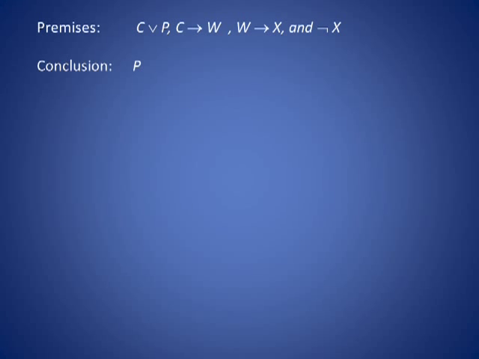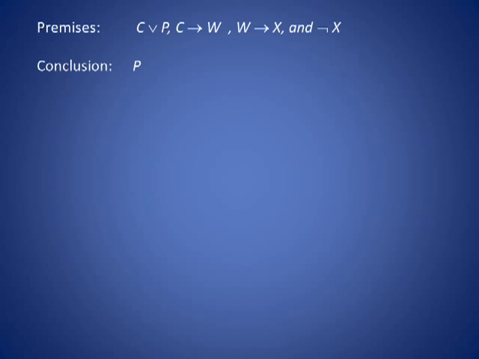The premises of this problem are C or P, C implies W, W implies X, and not X. The conclusion we seek is P. Notice from the first premise that either C or P must be true. If we could show C was false, then we would be done.